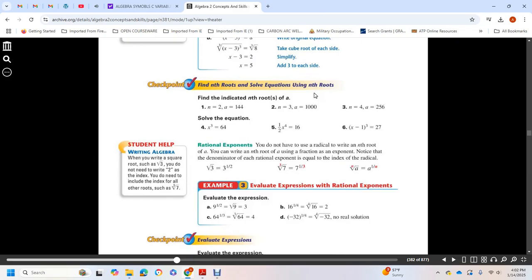Rational exponents. You don't have to use radicals to write an nth root of a. You can write it using fractions as exponents. Note that the denominator of each rational exponent is equal to the index of the radical. The square root of 3 is equal to 3 to the power of 1/2. The cube root of 7 is 7 to the 1/3. And the nth root of a is equal to a to the 1/n.